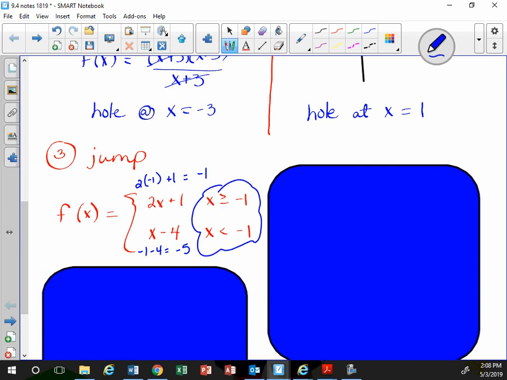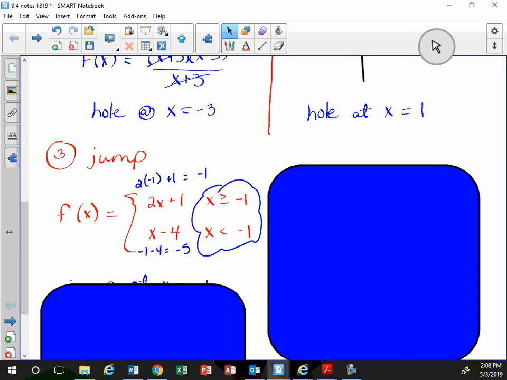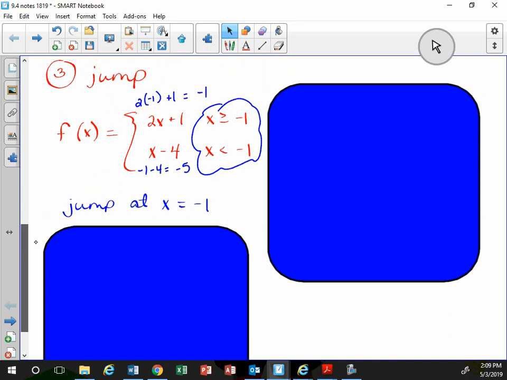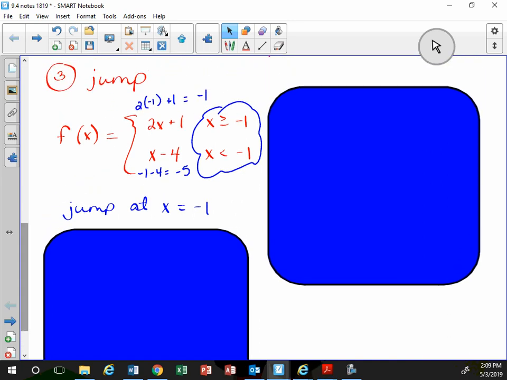So guys, do those match? No. What that's telling you is you have two different y values. So you have a jump in your graph, okay? So your answer would just be jump at x equals -1. Are we okay with why it's at x equals -1 and why that's the one we're plugging in? Does that all make sense to you?